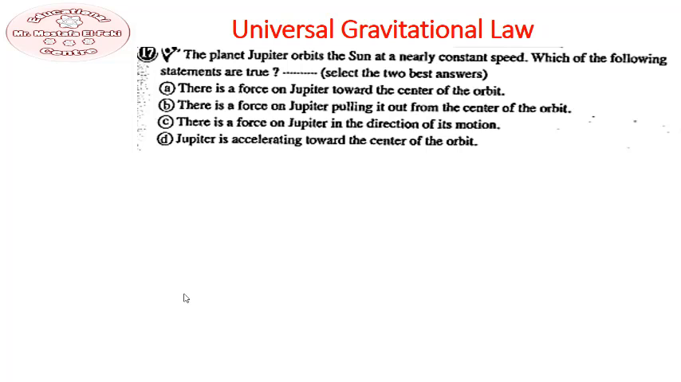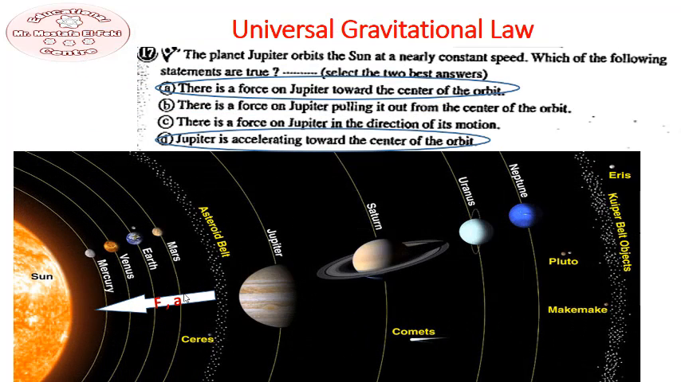The planet Jupiter orbits the Sun at a near constant speed. Which of the following statements are true? This is the solar system, and the force acting on Jupiter is towards the center, and also the acceleration is towards the center.